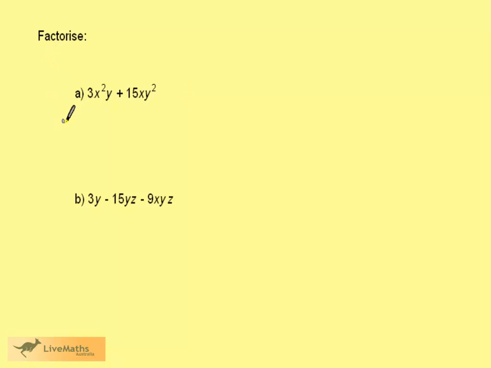We want to factorize 3x squared y plus 15xy squared. We can write 3x squared y as 3 times x times x times y. We then have the plus sign, and 15xy squared could be written as 3 times 5 times x times y times y.